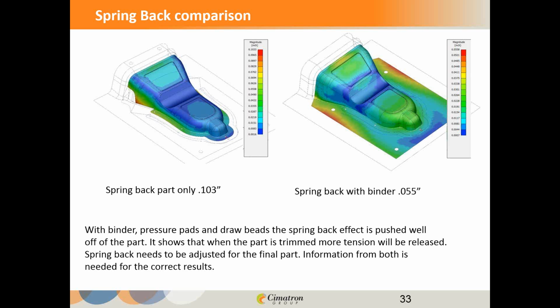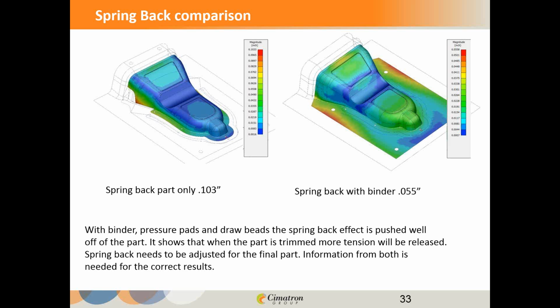Well, let's think about it. Obviously, we're going to take this part, binder and all, and put it in a trim die. When I trim the binder off, what's the metal going to do? Well, it stands to reason that it's going to release tension in that metal, and that spring back is going to take on the characteristics of that first simulation, isn't it? It's going to look like the part because it's the part now. The binder is no longer holding it in place.